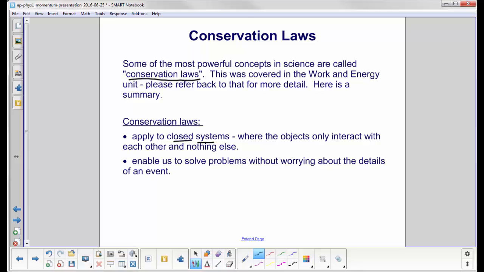These are systems where the objects only interact with each other and nothing else. They will enable us to solve problems without worrying about the details of an event, and there will be no external forces acting on this system. That was the point of this. The objects are only interacting with each other. There's no forces coming from outside the system.